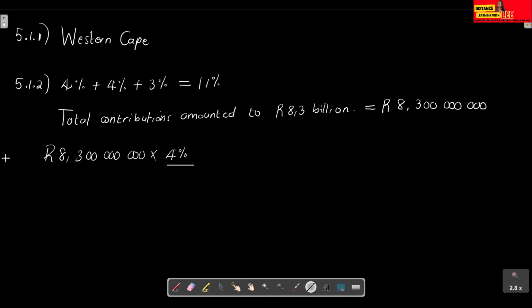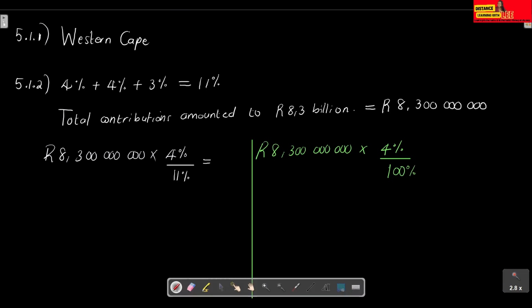what you have. This 8.3 billion, what does that amount represent? It represents the 11% of the contributions, okay? So that is basically how you need to tackle this question. Why are we not tackling this question in this way? Why did we not take the 8.3 billion and multiply it by 4% and divide that by 100? Why didn't we do this?